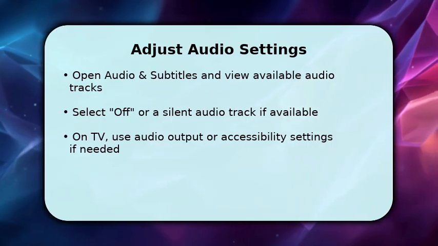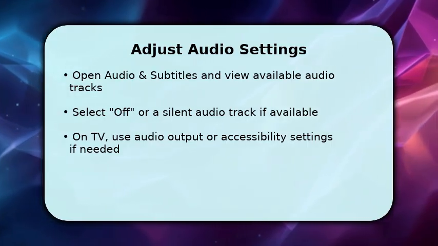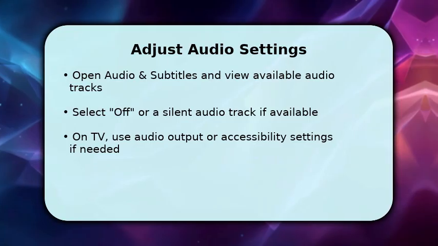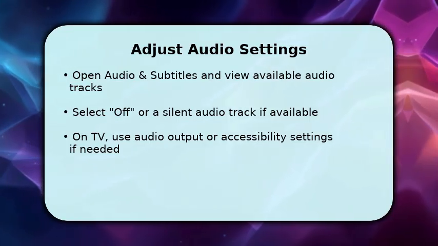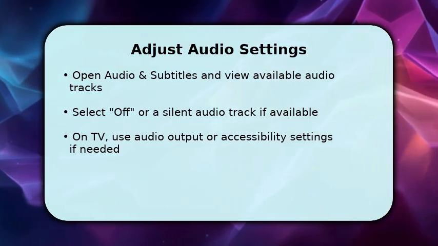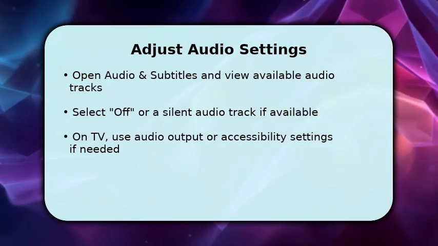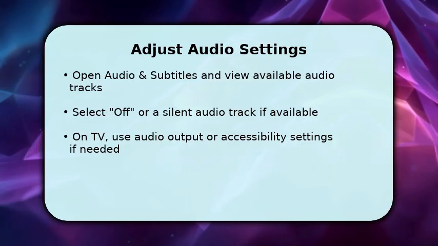Open Audio and Subtitles and review the available tracks. Some titles include an off or secondary track that's silent. If there's no off, switch to a track labeled AC3 2.0 or another low-volume option.